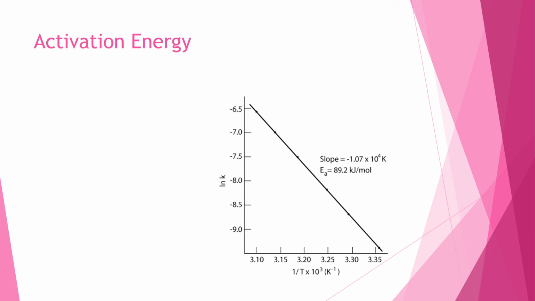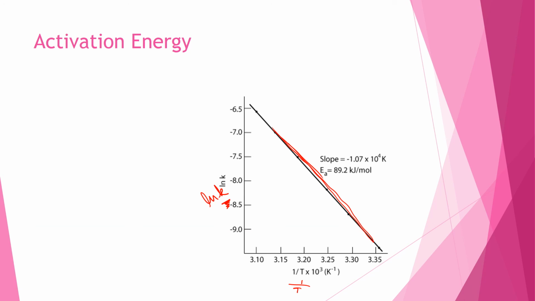The last thing we need to talk about is activation energy. In order to be able to find activation energy and actually calculate its value, you have to do experimentation with this as well. So you have natural log of K, your little rate constant, on your y-axis and 1 over temperature on your x-axis. When you do that, you get a straight line that is a negative slope.